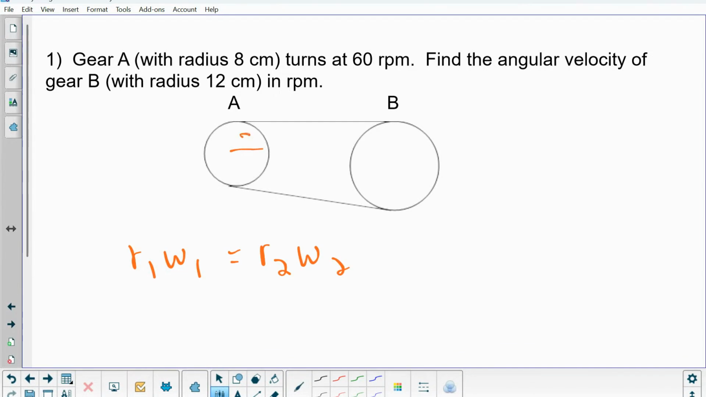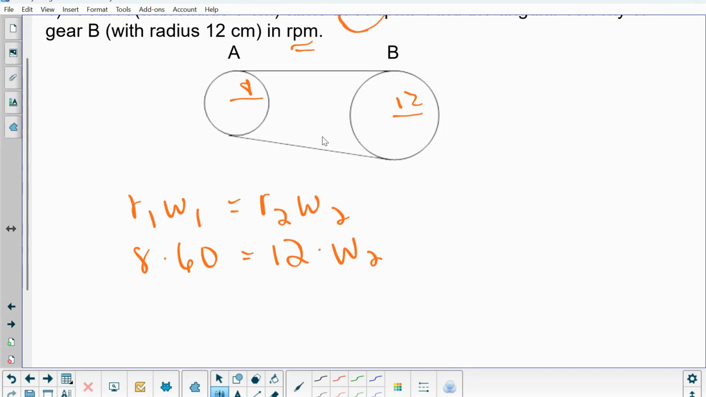R1 has a radius of 8 and has an angular velocity of 60 RPMs. And R2 has a radius of 12, and we don't know the angular velocity. That's what we're solving for. Now notice I'm leaving this in RPMs, and that is because I'm solving to get an answer in RPMs. Since I'm starting in RPMs and ending in RPMs, I don't need to change this to radians. I can just leave it in revolutions. So 8 times 60 is 480, divided by 12 is 40.